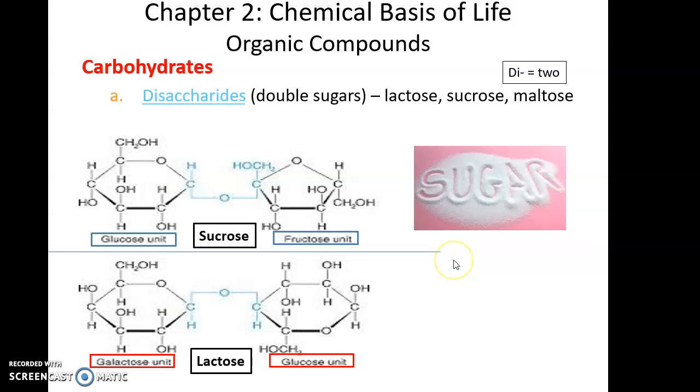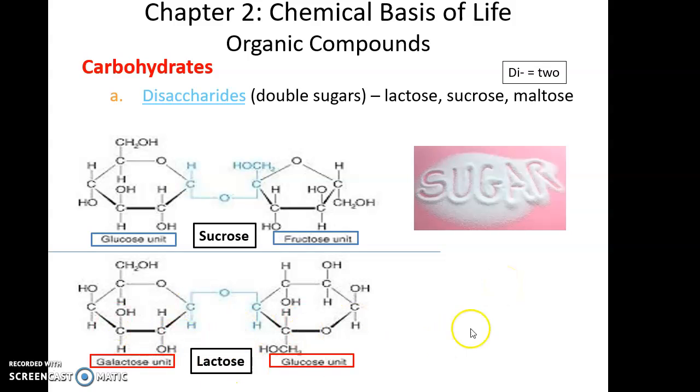And then there are disaccharides. Disaccharides, di for two, so double sugars. That means two monomers are covalently bound together. Some examples include sucrose, good old table sugar. It is a glucose monosaccharide covalently bound to a fructose monosaccharide. So glucose and fructose gives us sucrose.